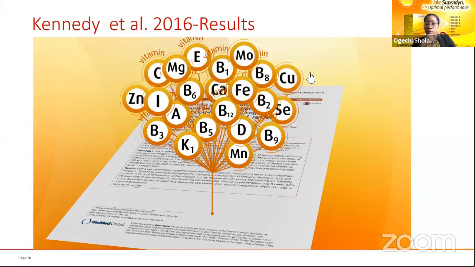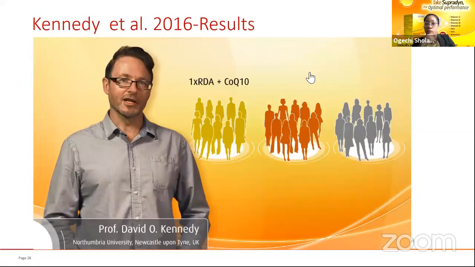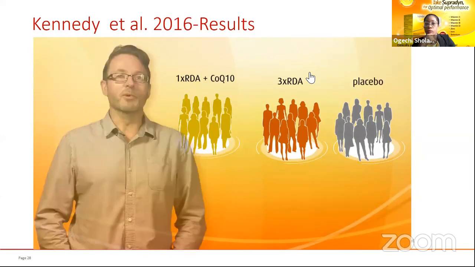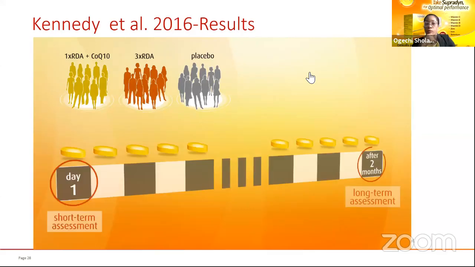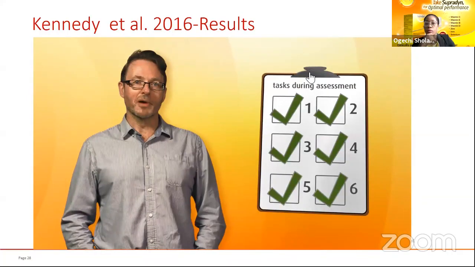We took a group of healthy females and we gave them 3 different treatments. We gave them a vitamin mineral dose of 1 RDA, recommended daily allowance, plus coenzyme Q10, 3 RDAs, and then also a placebo. Assessments took place after a single intake and again after 2 months of daily treatment. Participants completed tasks simulating the energy demanding activities of a typical busy lifestyle. And the idea here was that if you take tasks of different difficulty, you'll see a measurable change in the body's use of energy.